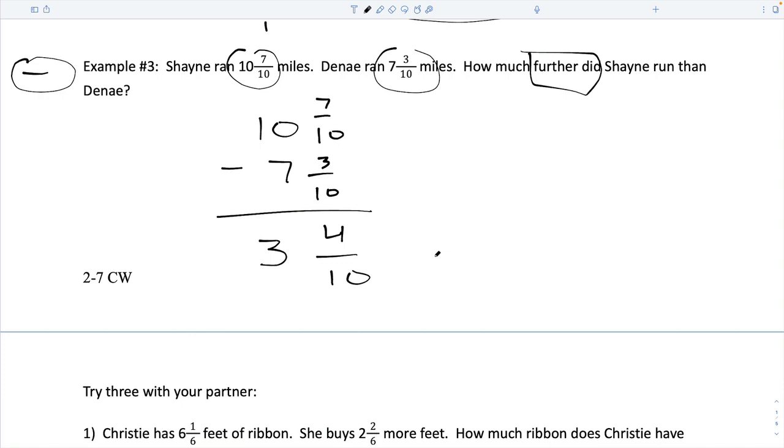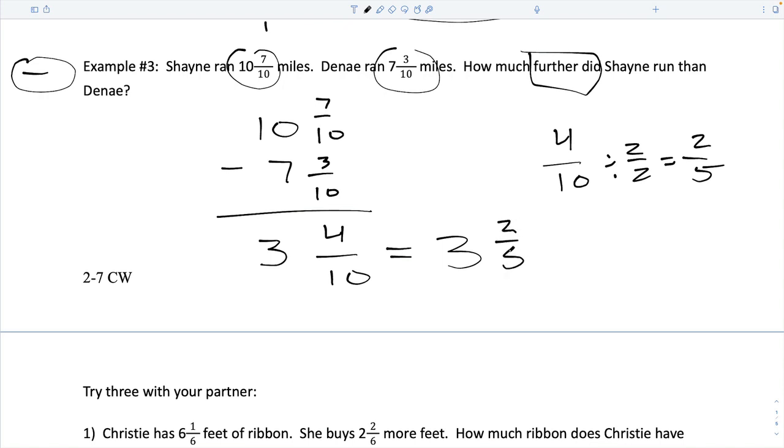Can I simplify that at all? Yes. How can I simplify it, Jonah? Divided by 2. Yeah, 4/10 divided by 2 is what, Jonah? 2/5. Good. Your simplest version is 3 2/5 miles.